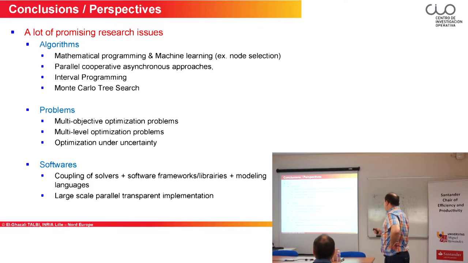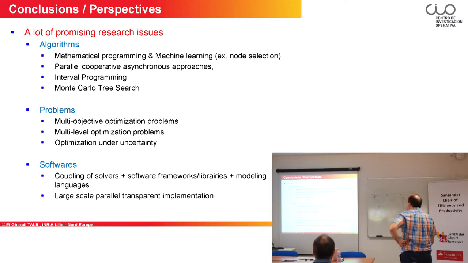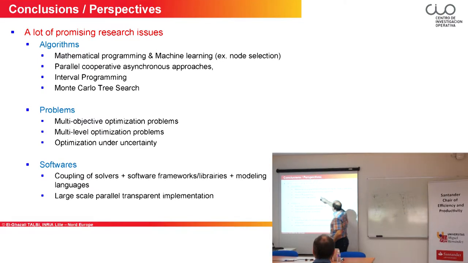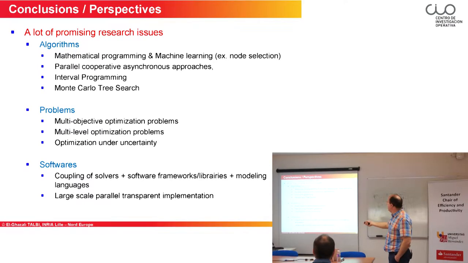So in terms of software, there are a lot of things to do also: how to couple solvers with modeling languages, software frameworks, how to do large-scale parallel implementation. And also algorithms, some nice ideas from interval programming. Those are very nice algorithmic approaches in optimization: Monte Carlo tree search, interval programming, which are well known in artificial intelligence, and here in continuous optimization. Still some work to do to combine ideas with those algorithms. And as I told you, the parallel aspect, the cooperative asynchronous aspect, lots of things can be done. Very few ideas are in this area.